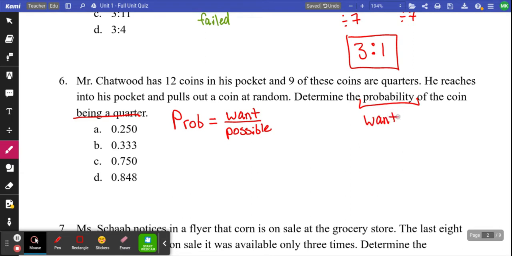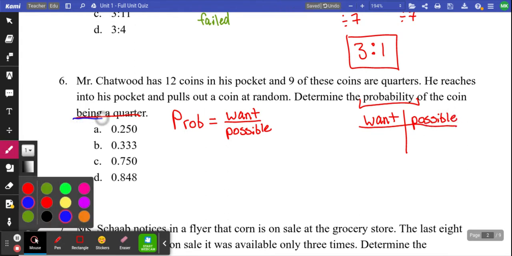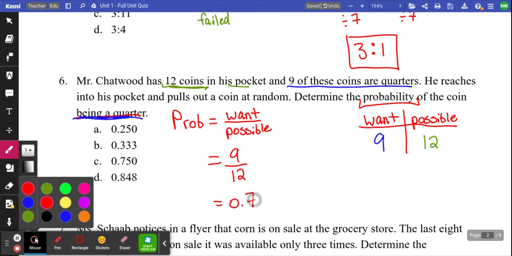Okay, I like to write this out. What I want and what's possible. What I want is a quarter. It said that there's 9 quarters. So there's 9 things that I want. What's possible is I could pick any of the 12 coins in his pocket. So it's 9 divided by 12. If you put that into your calculator, you should get 0.75, which is C. They have 0.750, but that's the same thing, right? You just add a 0 to any number, any decimal, it's the same.